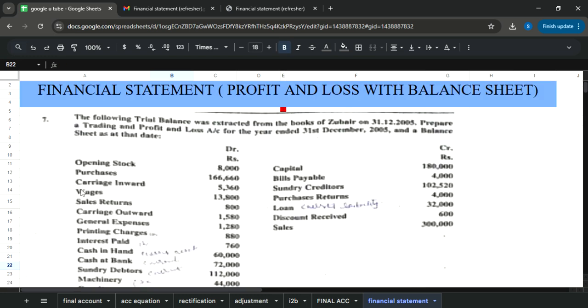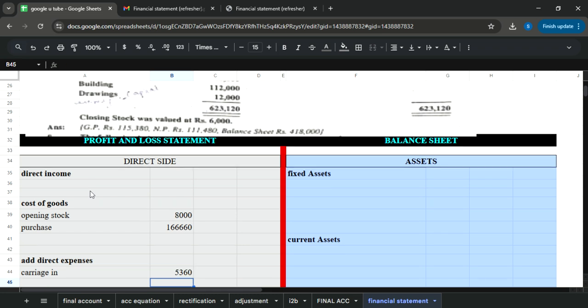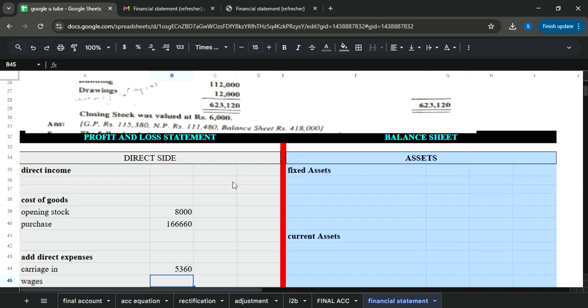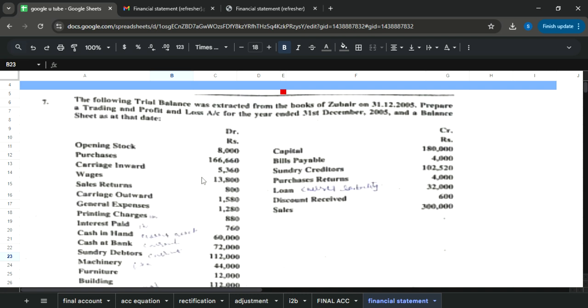After which we have wages, again part of direct expenses. So here you will write wages. Now let's see how much the amount of wages is, that is 13,800. One matter is very important, you will have to take care of the amount. Even a single wrong amount will damage the whole question. So wages 13,800.